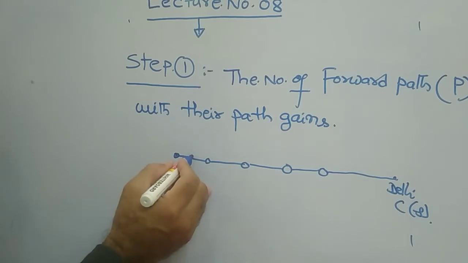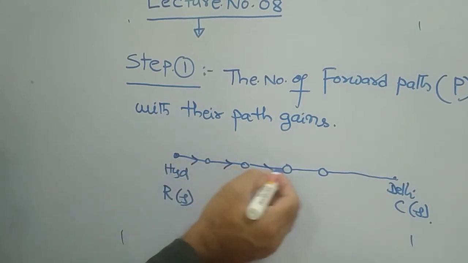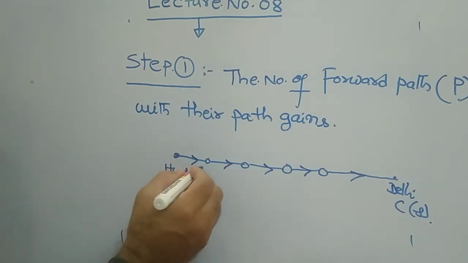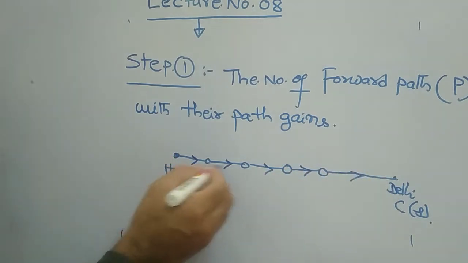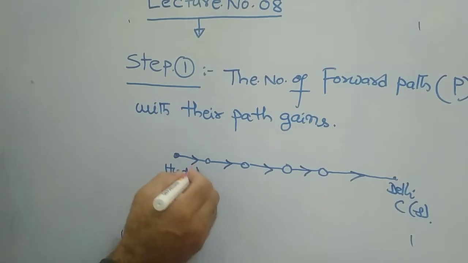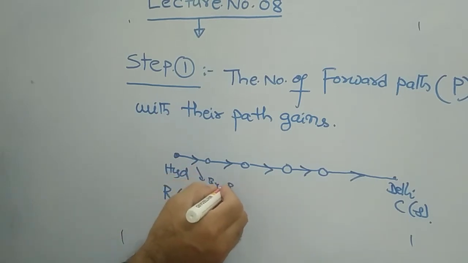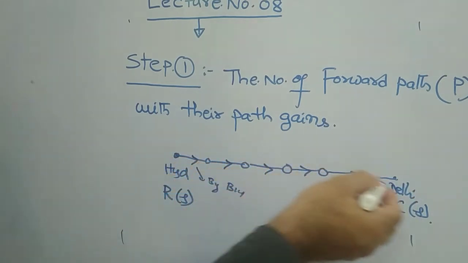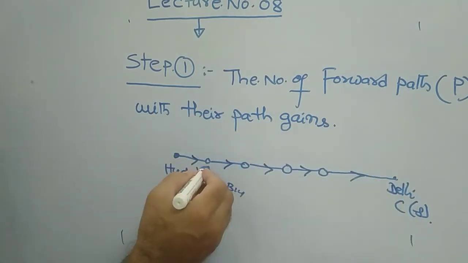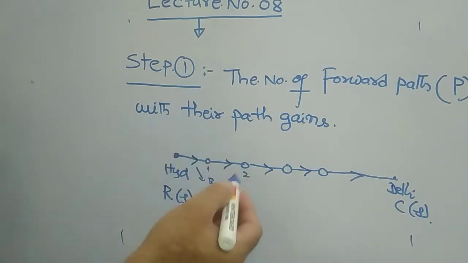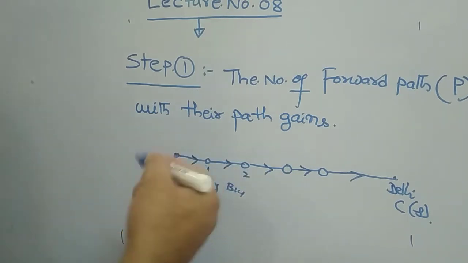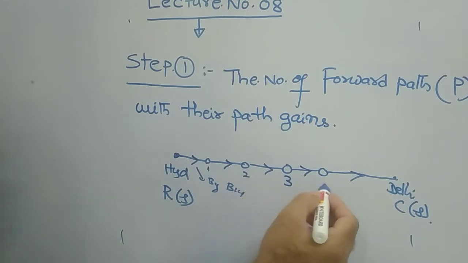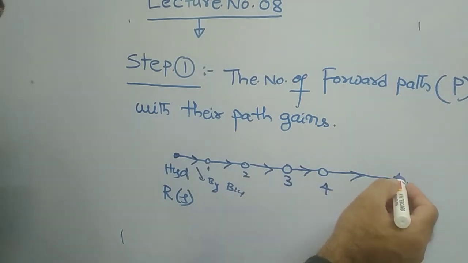Let me explain for your better understanding. The arrow mark is represented in the forward direction. Let us say this is path number 1, by bus. So this is Hyderabad, this is Delhi. These are the intermediate stages: stage 1, another city, stage 2, then 3, then 4, and finally 5.